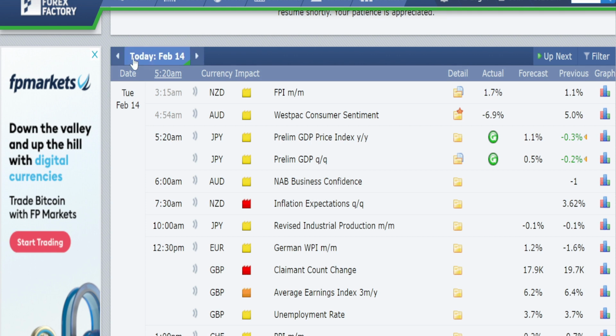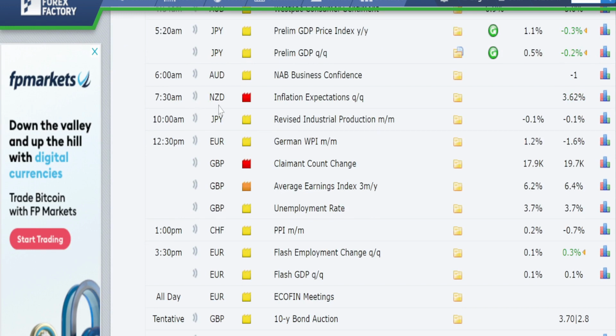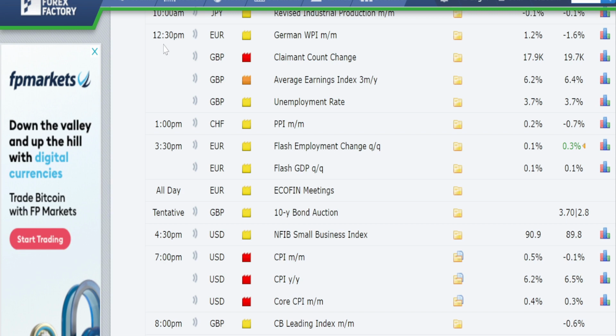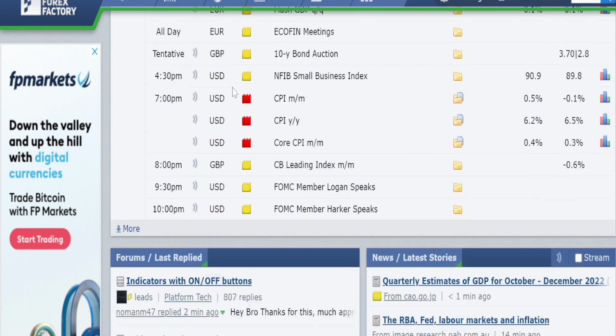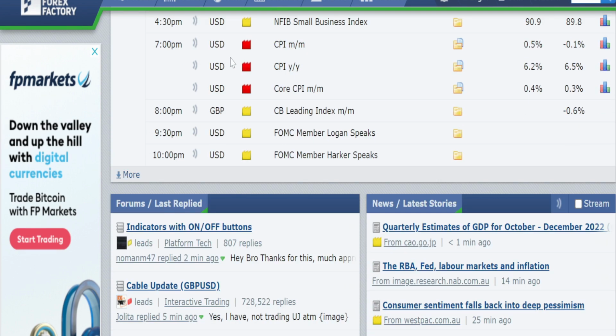And when we look at the economic events, the plan for today, Tuesday, 14th February: at 7:30 am, we have high impact news planned for New Zealand dollar. At 12:30 pm, we have high impact news and medium impact news planned for British pound related currency pairs. At 7 pm, we have multiple high impact news planned for US dollar related currency pairs. So we can expect lots of volatility in US dollar related currency pairs and in gold also.